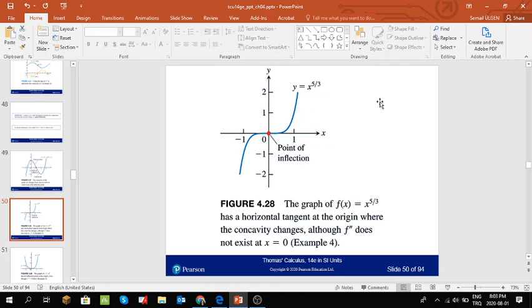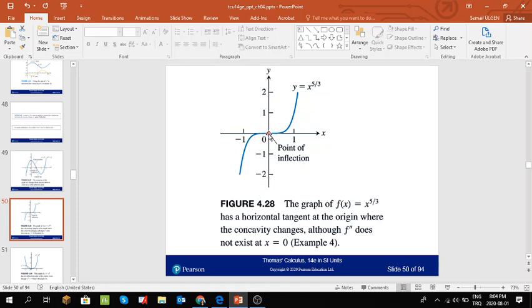Whenever x is positive, it is positive. Whenever x is negative, it's negative. So before 0, it's concave down. After 0, this is concave up, and concavity changes at 0. But the second derivative at 0 doesn't exist here. Why? Because the second derivative of f(x) is like 1 over x to the 1/3 times a constant. So at 0, it's in the denominator, which makes it undefined.